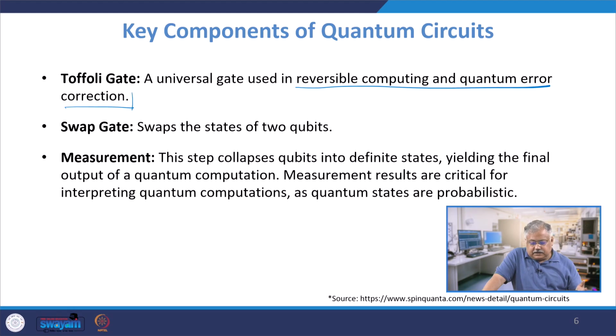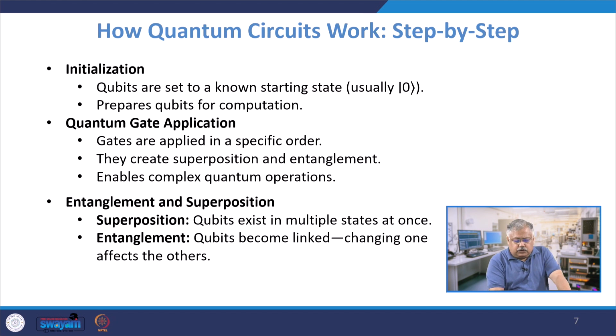And measurement, as I discussed, basically collapses the states of the qubit into definite states. So, it moves from quantum to exactly classical phenomena, and the measurement results are critical for interpreting the quantum computation. Whereas quantum states are probabilistic in nature, measured states are always definite, depending upon the measurement technique which has been used. So, let us look at how quantum circuits work step by step.